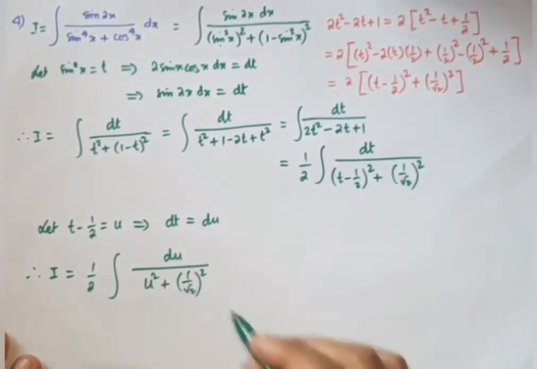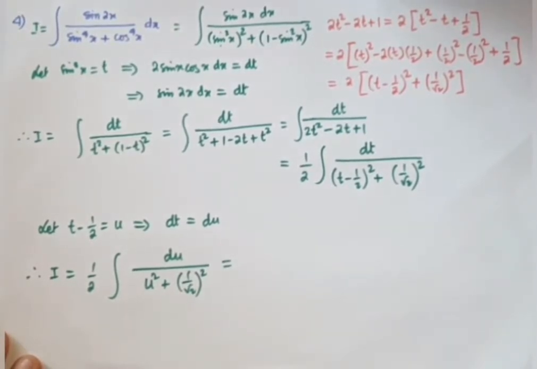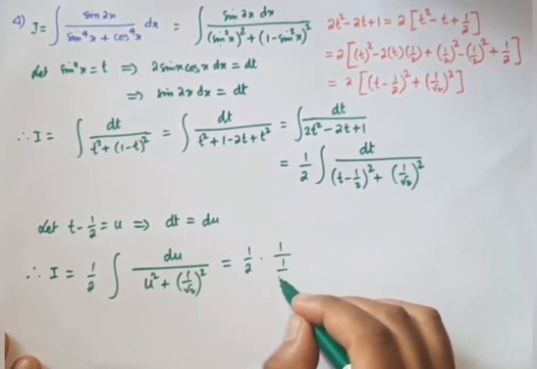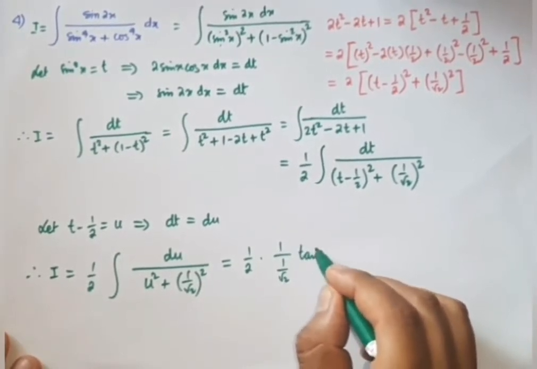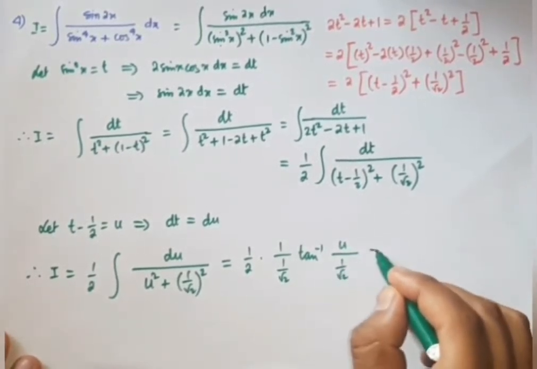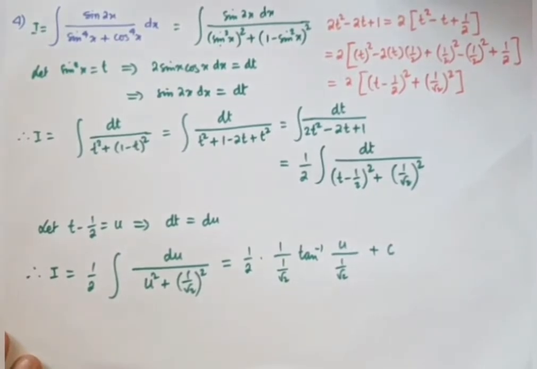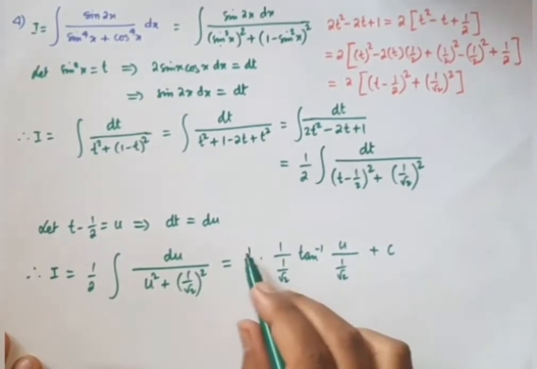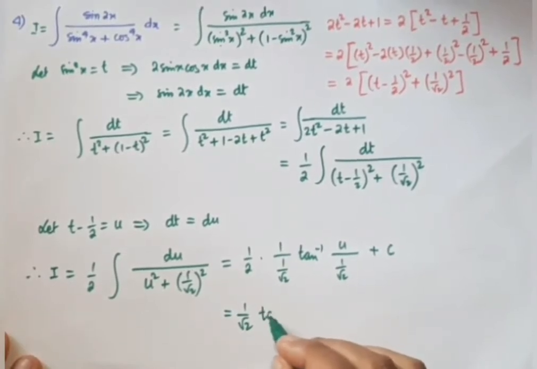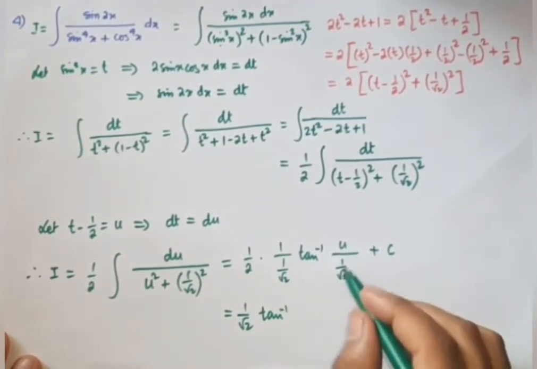Now this again falls under the same category, that is integral dx by x square plus a square, which is 1 by a tan inverse x by a. So half is there, so 1 by a is how much? 1 by root 2, tan inverse of u by a, that is u by 1 by root 2, with constant of integration. Now this root 2 goes up. So root 2 by 2 is how much? It is 1 by root 2. So we have tan inverse, and this goes up and becomes root 2 u, right?